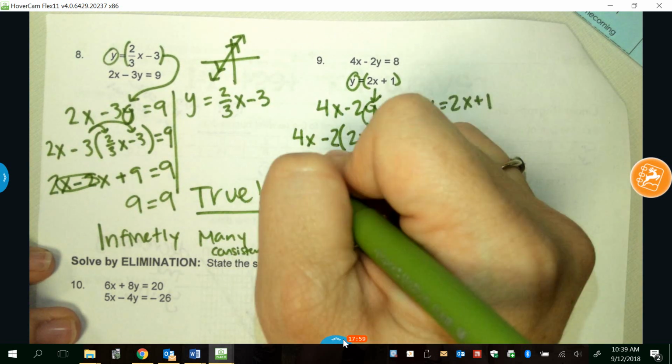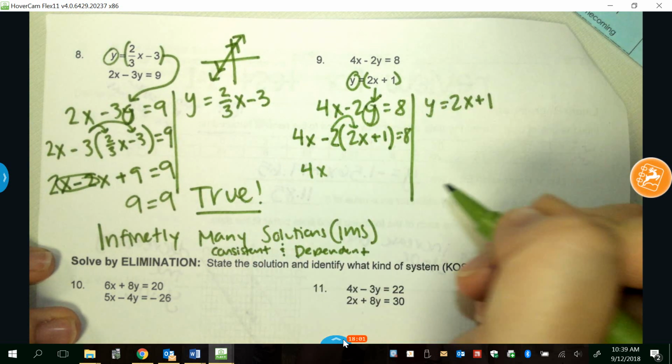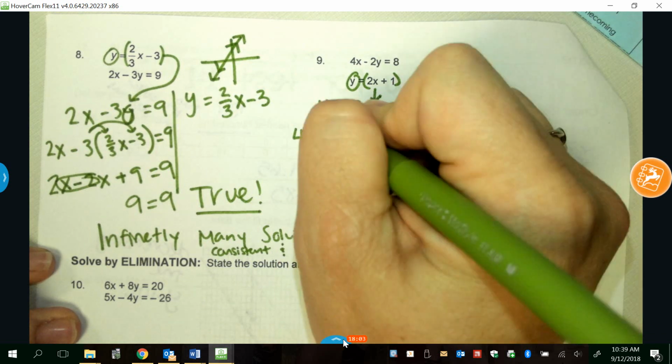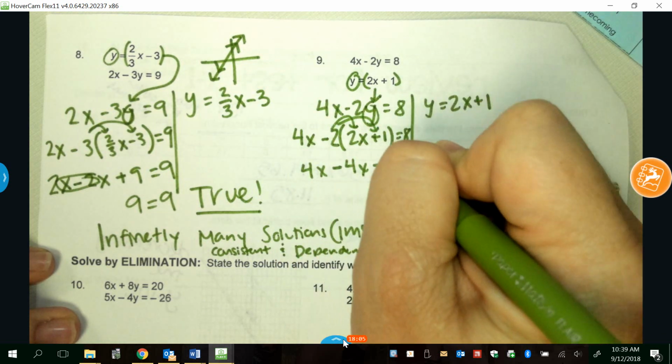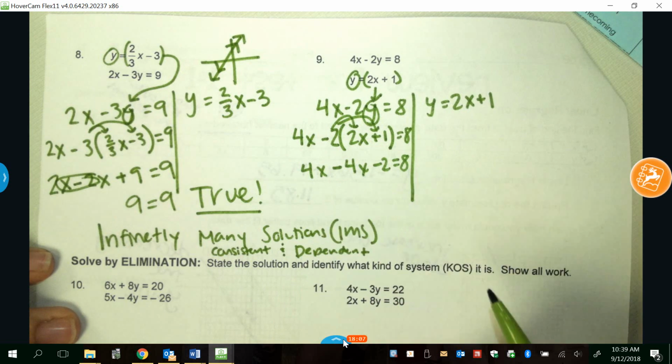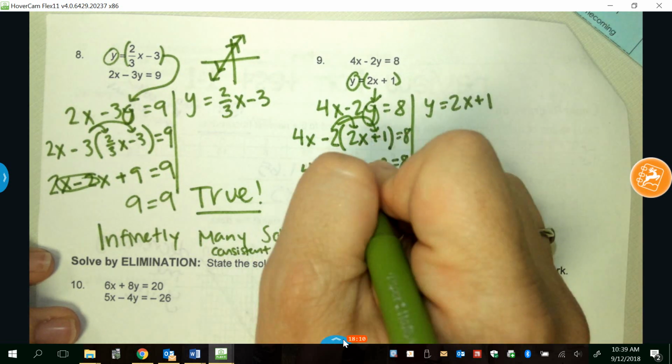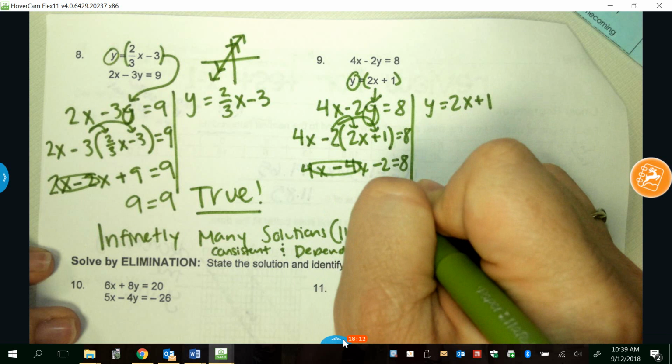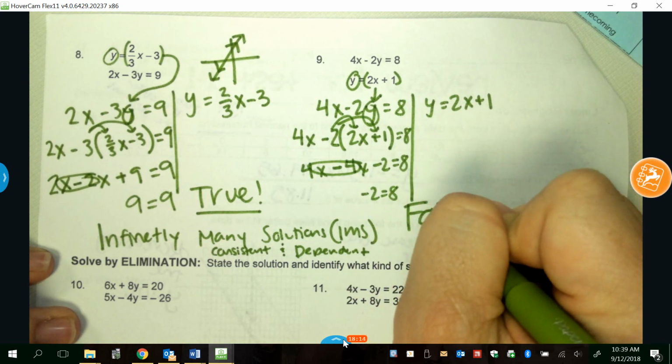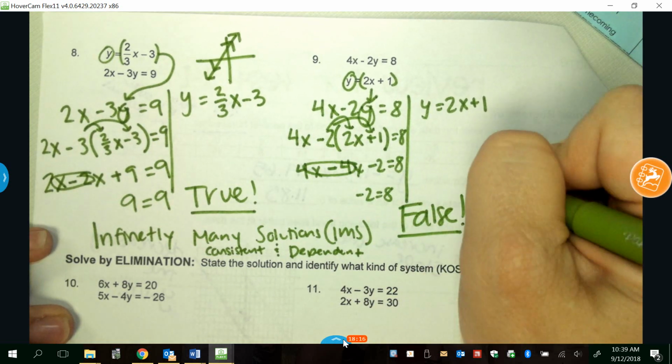Okay, I'm going to distribute, bring down my 4x. Negative 2 times 2x is negative 4x. Negative 2 times 1 is negative 2 equals 8. Again, what happens? 4x minus 4x is 0, and I'm left with negative 2 equals 8. Now this is false, so it's no solution.